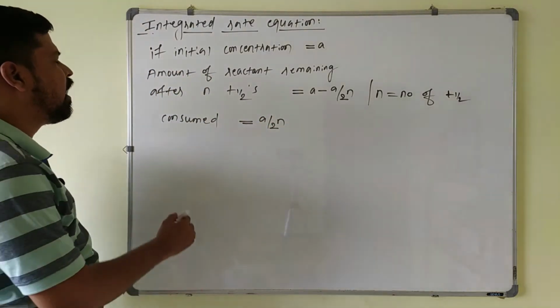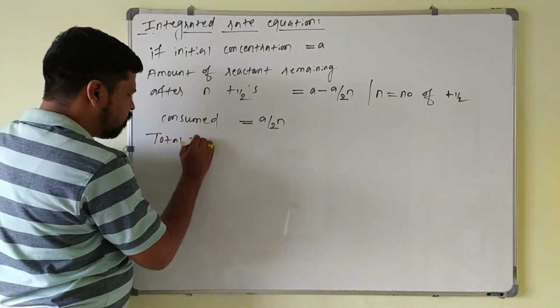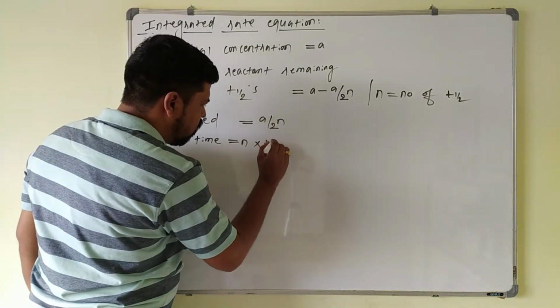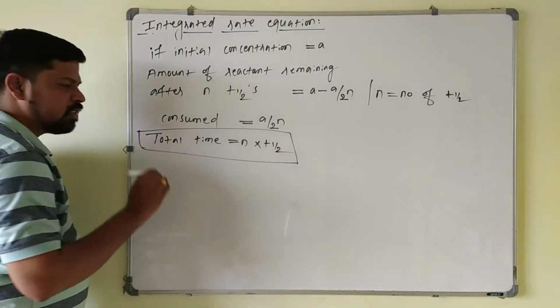So what is the total time taken for this change? Total time will be equal to n into T half. So this is the total time taken for this change.